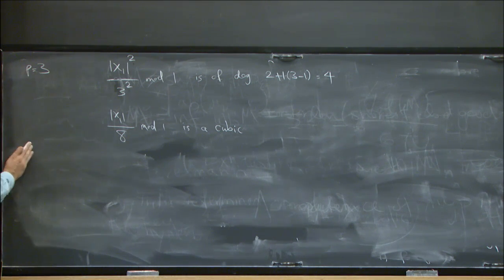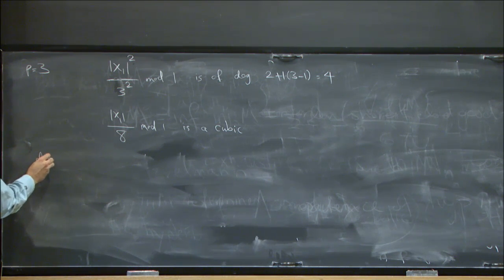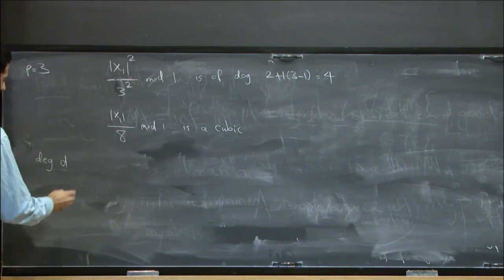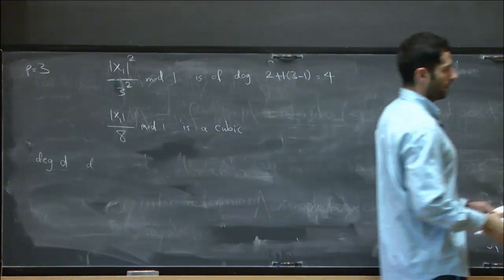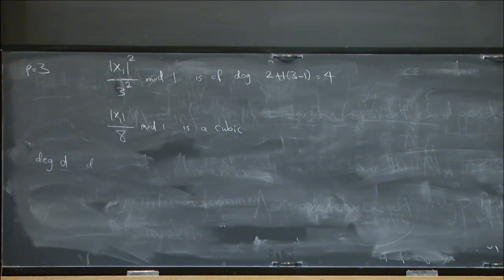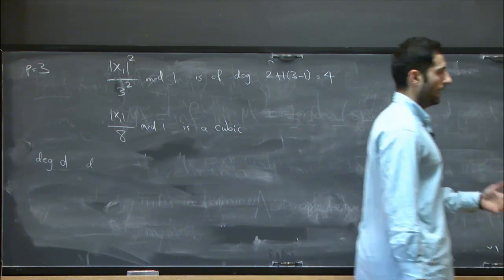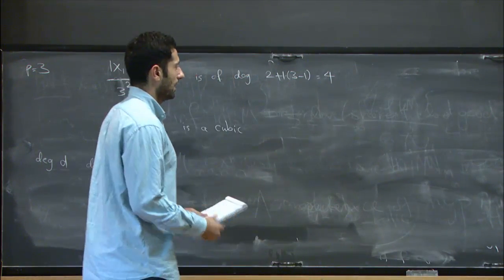And there are some nice properties of this thing. If I have a degree d non-classical polynomial, the depth will be the largest k such that there is a term with a non-zero coefficient.